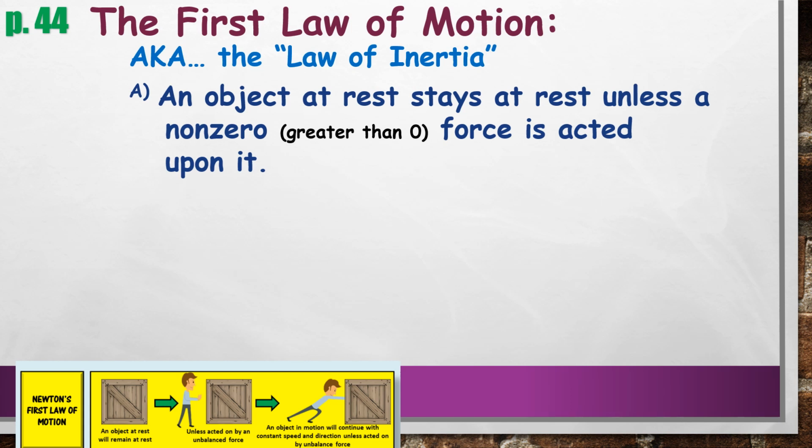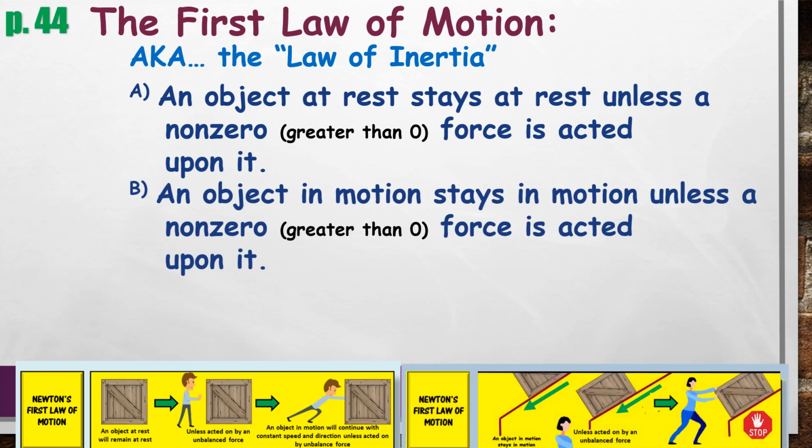So when we look at the example in the bottom left, we see a box just sitting there. That box will sit there for days, years, millennia, unless there's an energy that comes along and a force causes it to move. So we see the individual, he's going to apply his force to it, and the box indeed is going to move. Unless that force is acted upon it, that box is just going to simply sit there.